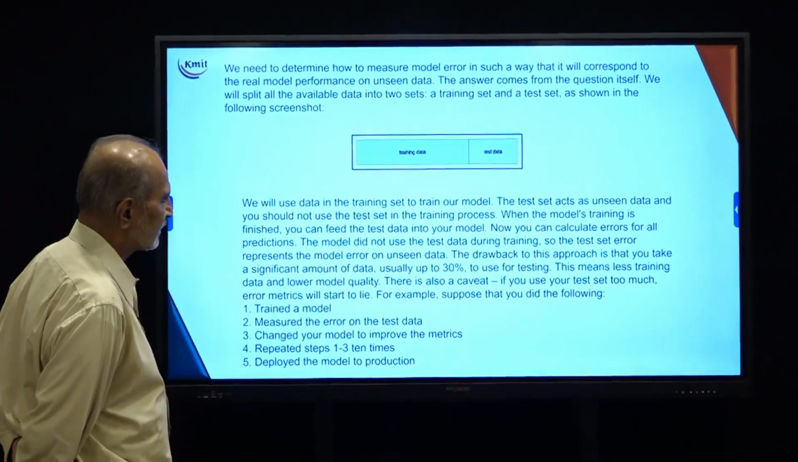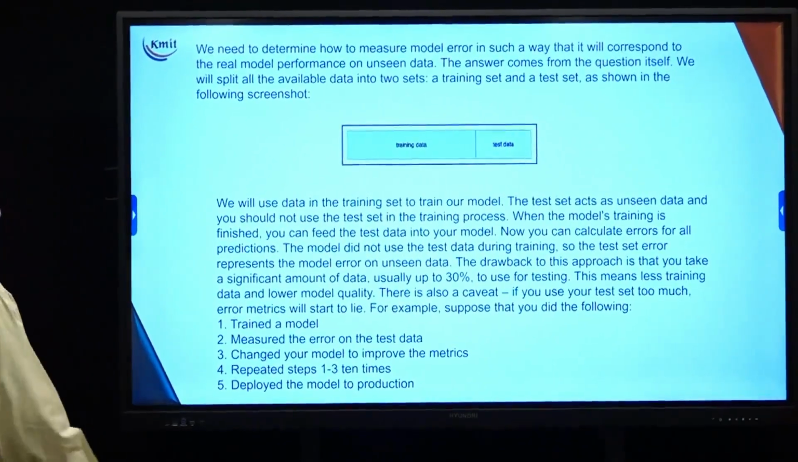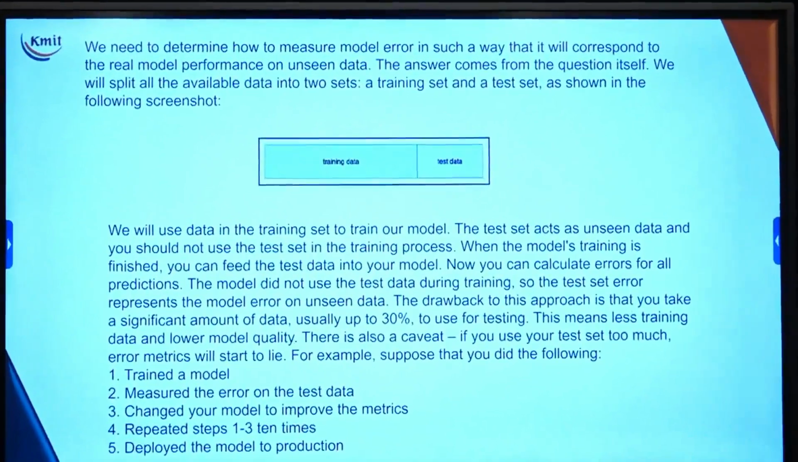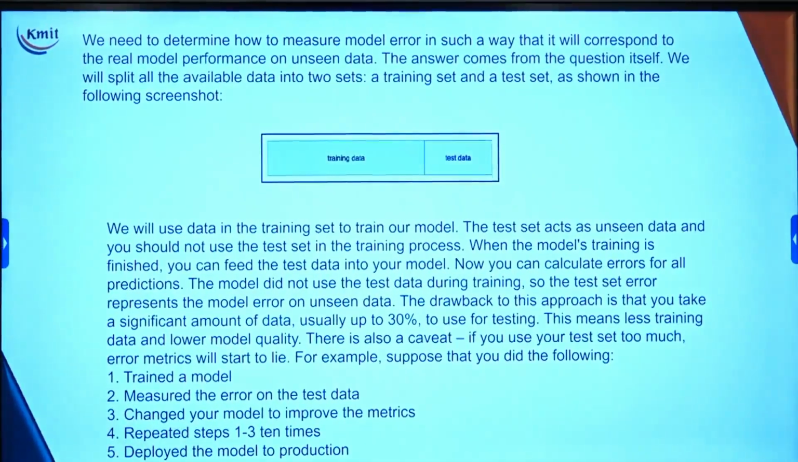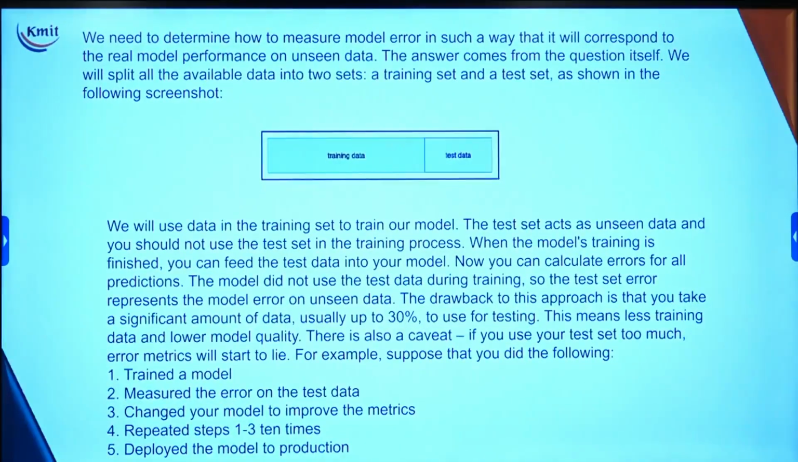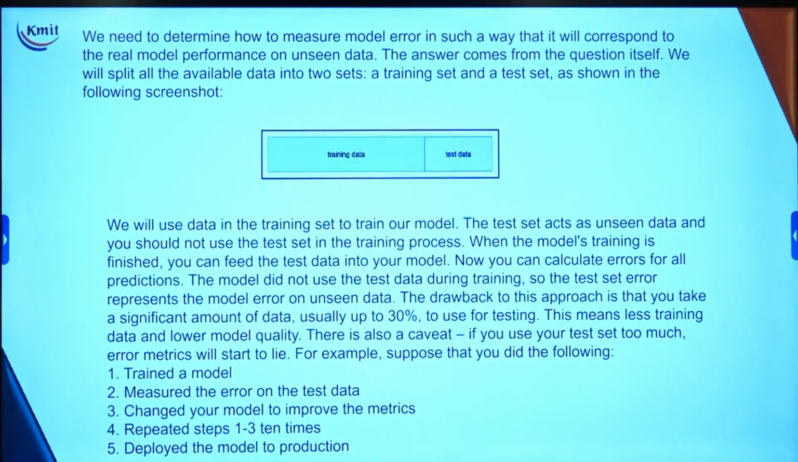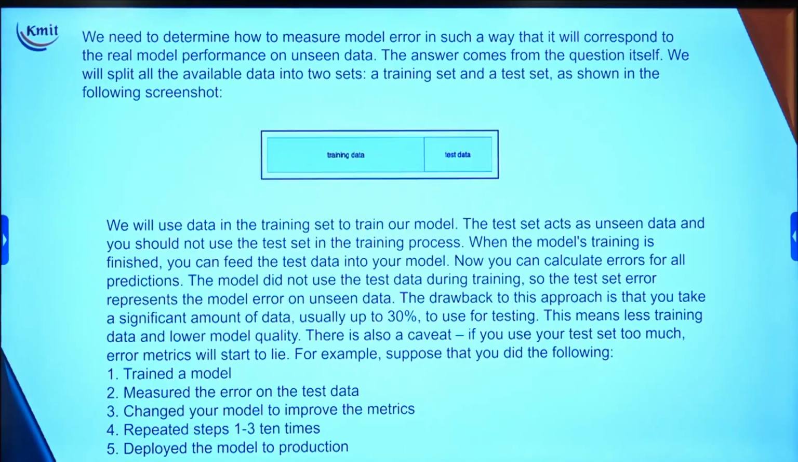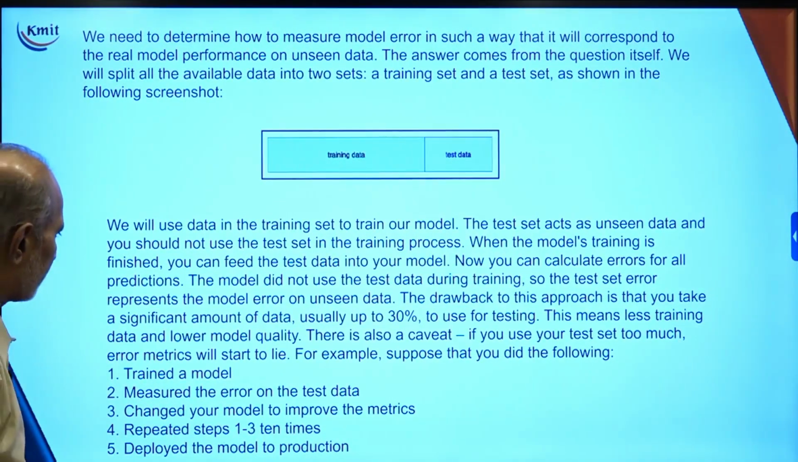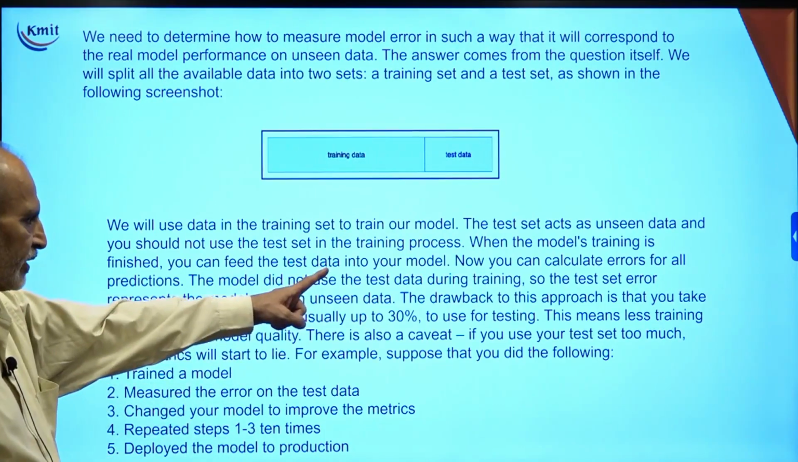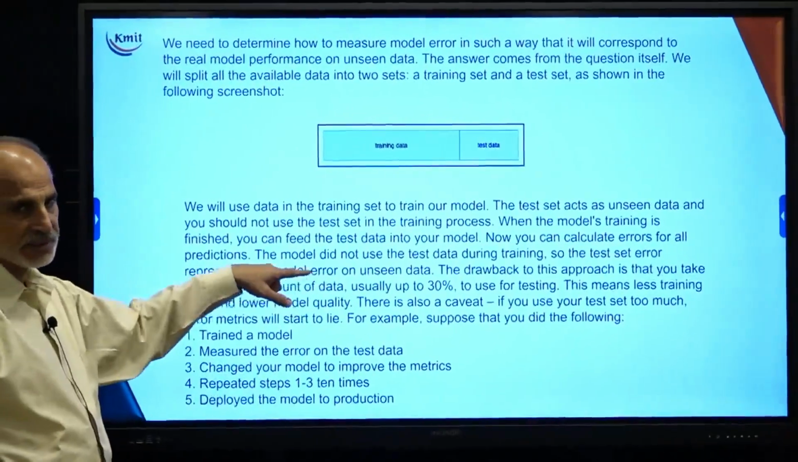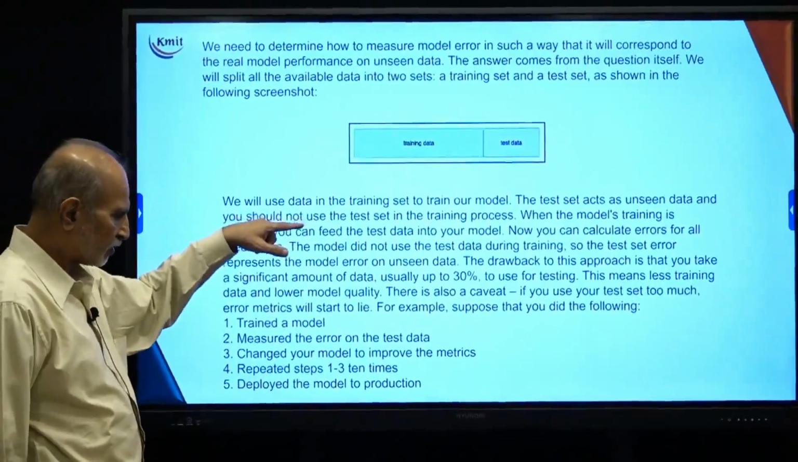The test set acts as unseen data, and you should not use the test set in the training process. The test data should not be visible to the model at all, because if the model sees the test data, it will not be able to generalize on unseen data. Now you can calculate errors for all the predictions, and our model did not use the test data during training. So the test set error represents the model error on unseen data, and that is what we have to worry about.